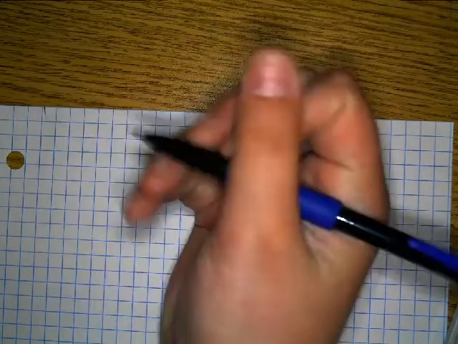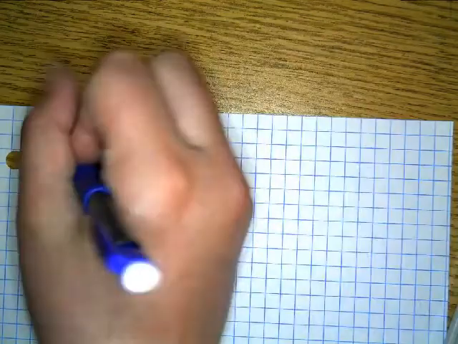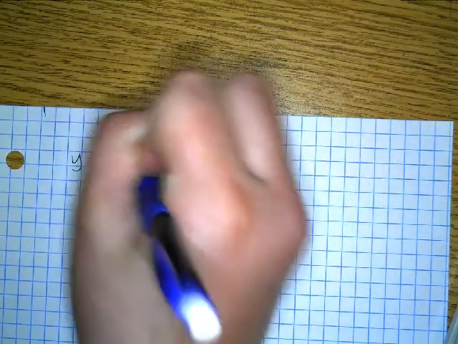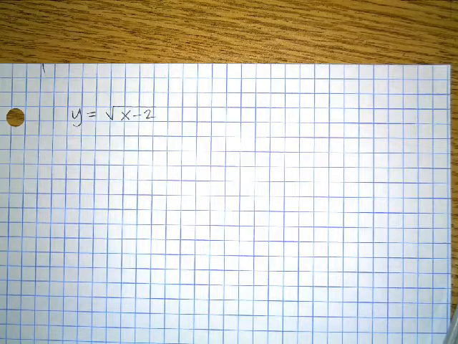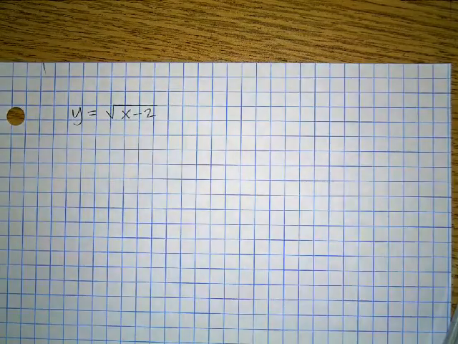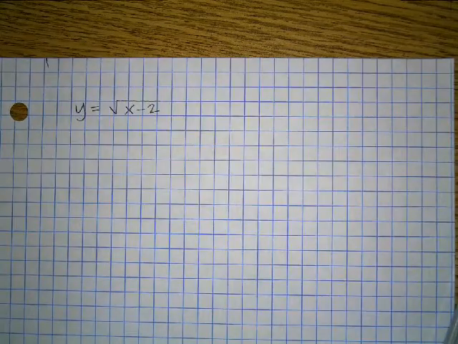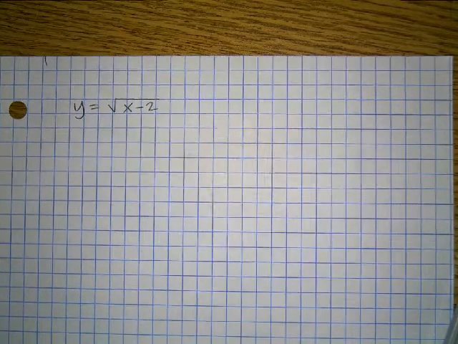Okay, so we are going to look at the function y equals the square root of x minus 2. Yeah, I'm using my pencil for this. I'm not doing a color yet.